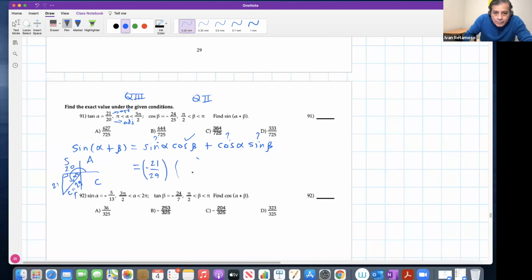Cosine of alpha now, adjacent 20 over hypotenuse 29. But according to All Students Take Calculus, only tangent and cotangent are positive here. Cosine should be negative, right? Sine of beta, we will find out what it is. Cosine of beta we have is given, minus 24 over 25.